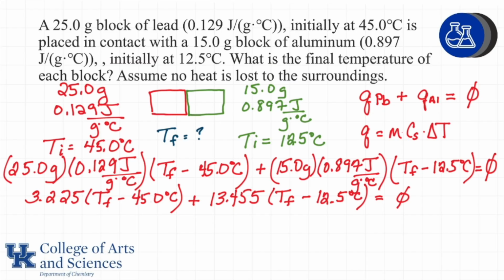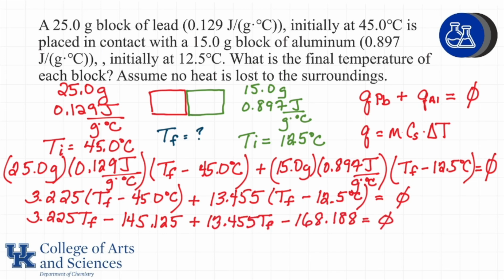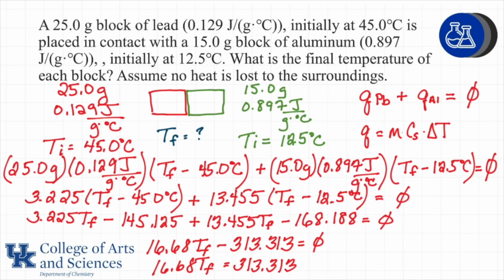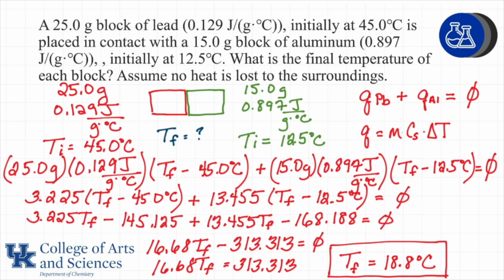Now I need to carry those numbers through the parentheses. We get 3.225 TF minus 145.125 plus 13.455 TF minus 168.188. Again, still equal to 0. Now I can combine my terms with TF to get 16.68 TF minus 313.313 and set that equal to 0. I move the 313 to the other side, and then I divide by the 16.68, and we get that the final temperature is 18.8 degrees Celsius.